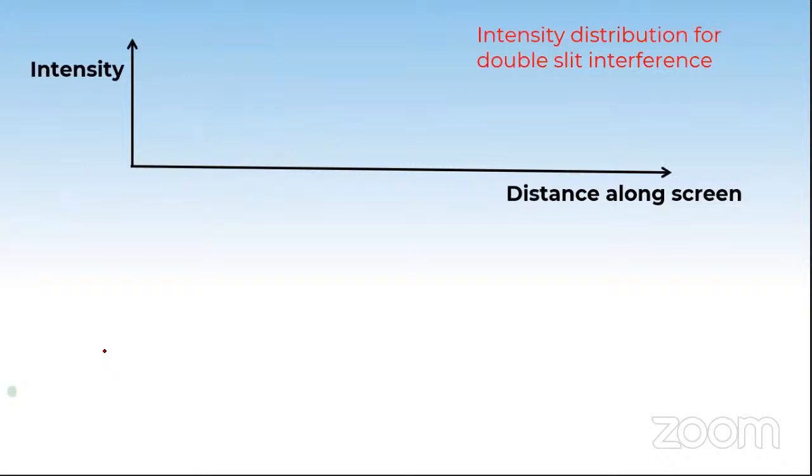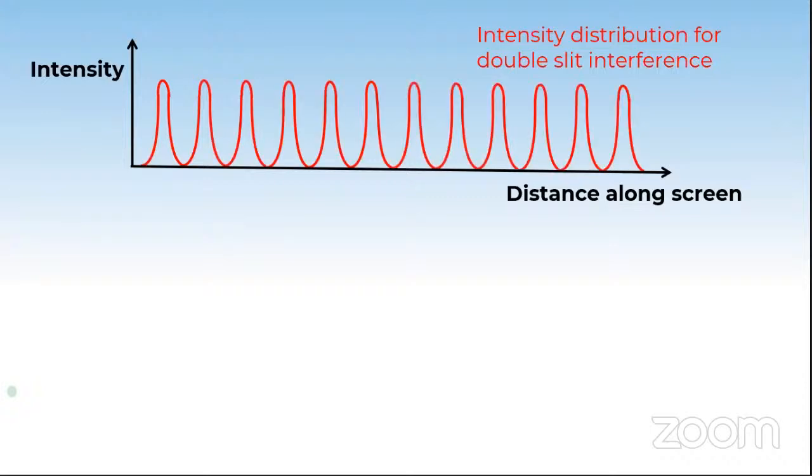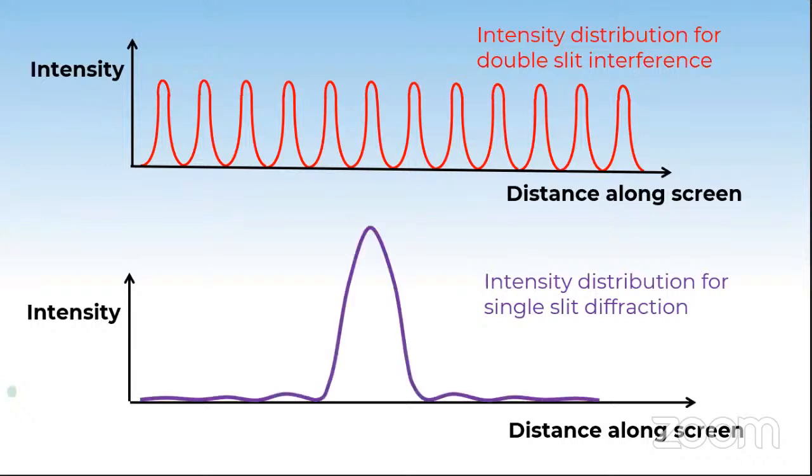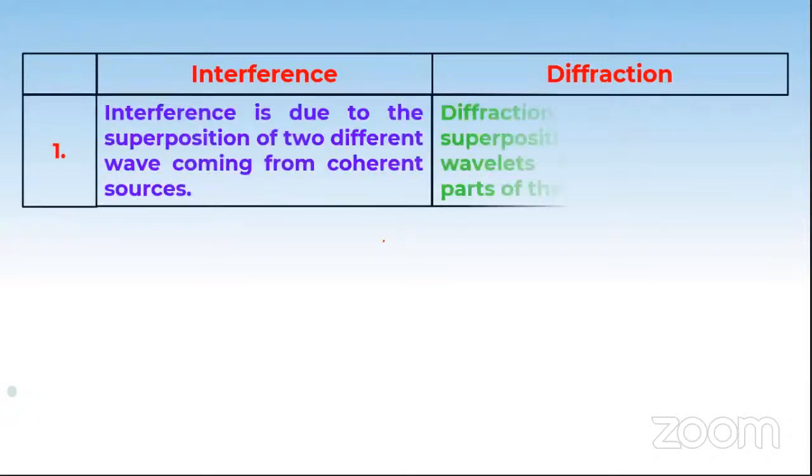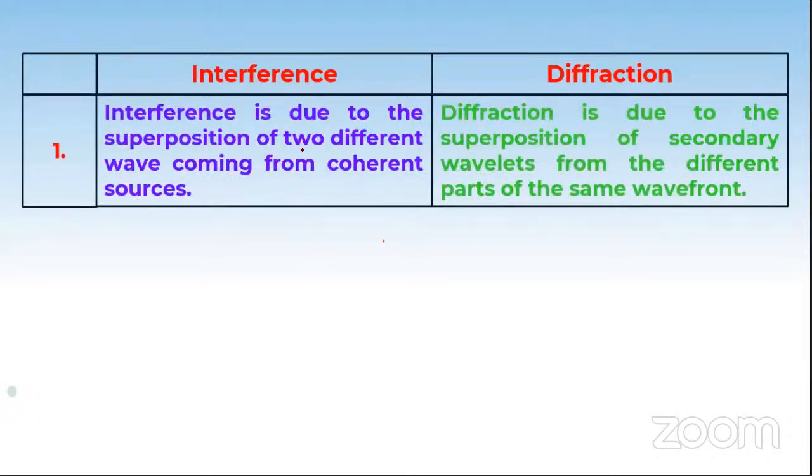Okay, let me give you one last idea before I go to polarization. See, this was the interference pattern for double slit. For single slit, I get this kind of intensity or interference pattern, right? So remember that. What are the differences between interference and diffraction? In interference, two different waves come from two different sources and meet, and I get an interference pattern. But in diffraction, two wavelets from a single wave superpose and give a diffraction pattern.